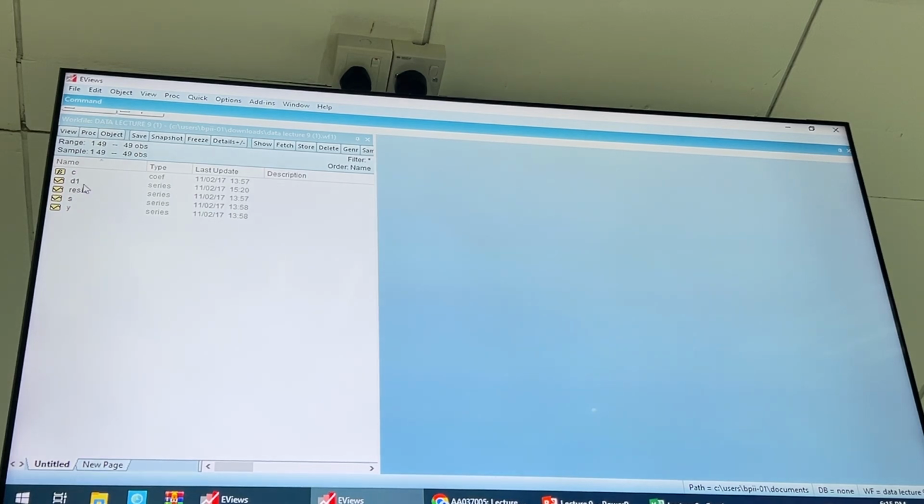Then we have D1. You can use whatever name you want for the dummy variable, but you cannot use D, because D is reserved for differencing. So here I put D1 instead of D.